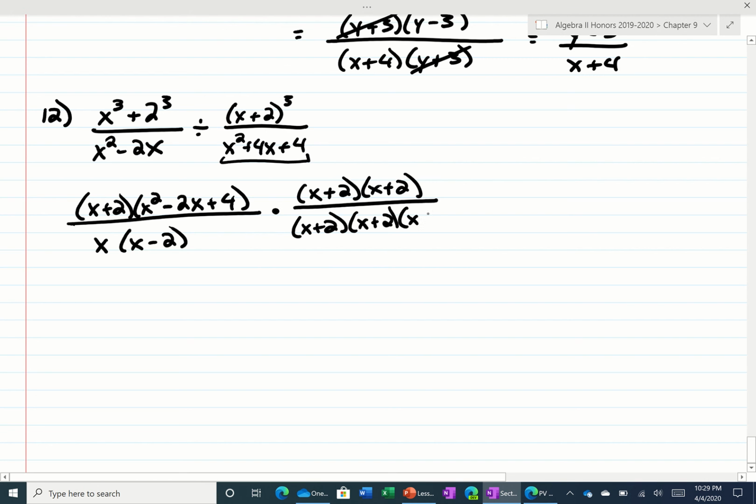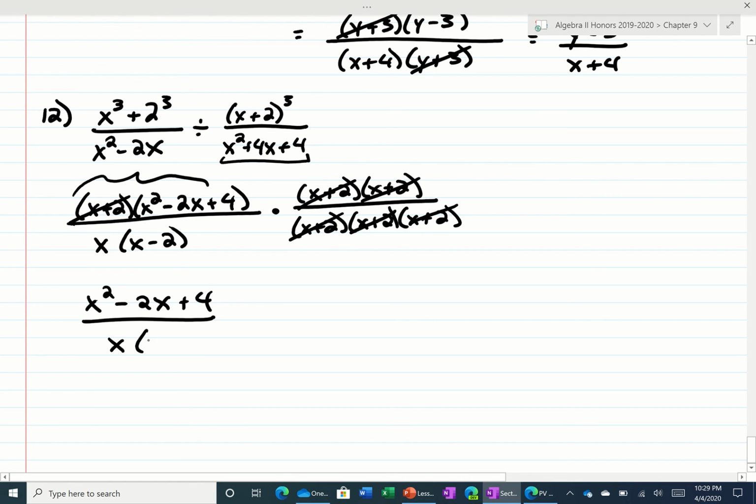And x plus 2 to the third is really just x plus 2 times itself 3 times. So this isn't really a hard problem. I'm sure you probably don't like the SOAP part, but we did talk about that, and I have been telling you to remember that. So I can cancel this with this. I can cancel this with this. I can cancel this with this. And I think that's it. We're just left with x squared minus 2x plus 4 divided by x times x minus 2.